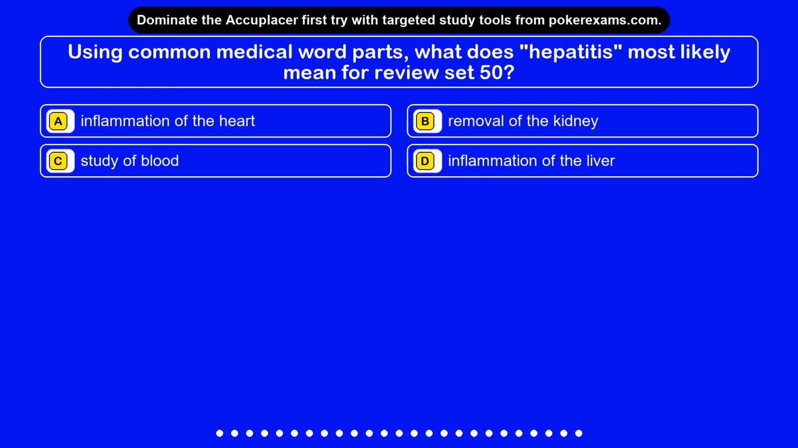Question 23. Using common medical word parts, what does hepatitis most likely mean for review set 50? Option A, inflammation of the heart. Option B, removal of the kidney. Option C, study of blood. Option D, inflammation of the liver.